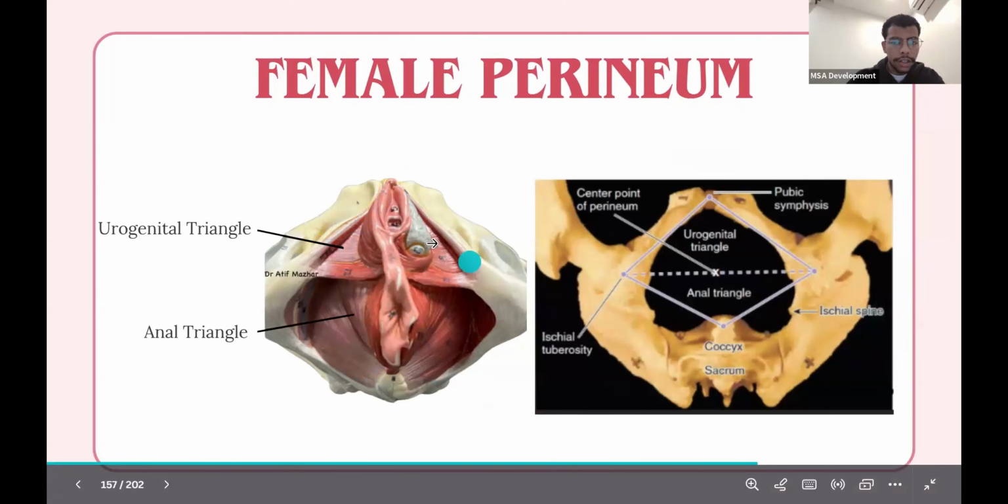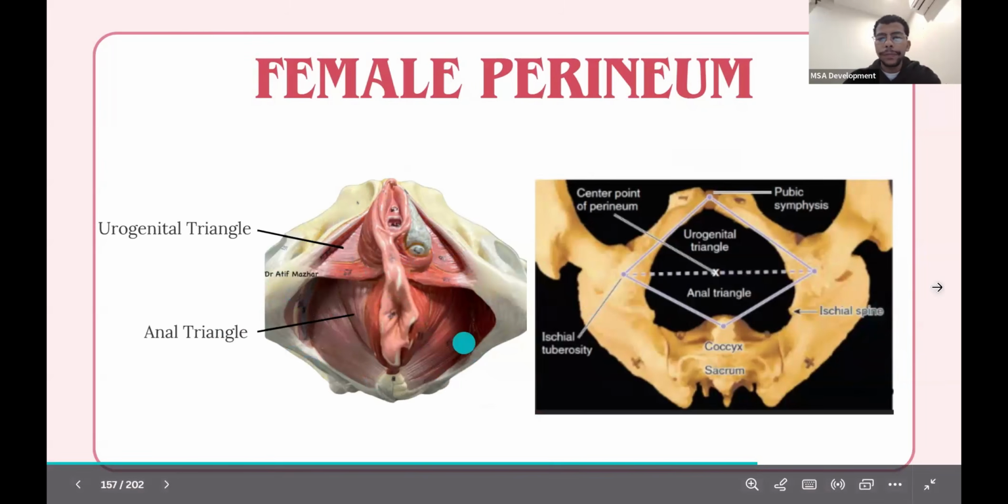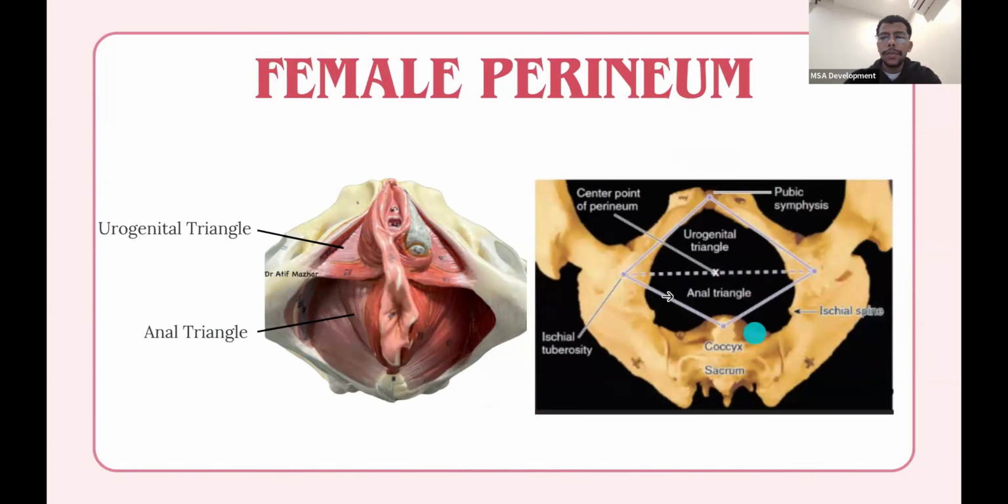Now, can you guys see here? Can you see the urogenital triangle, how it is in females, and the anal triangle? There's another picture without the muscles: pubic symphysis, ischiopubic rami, and the imaginary line between the ischial tuberosities.